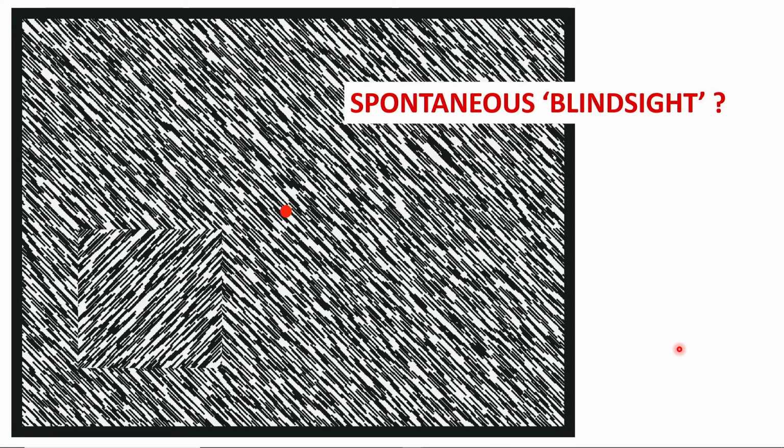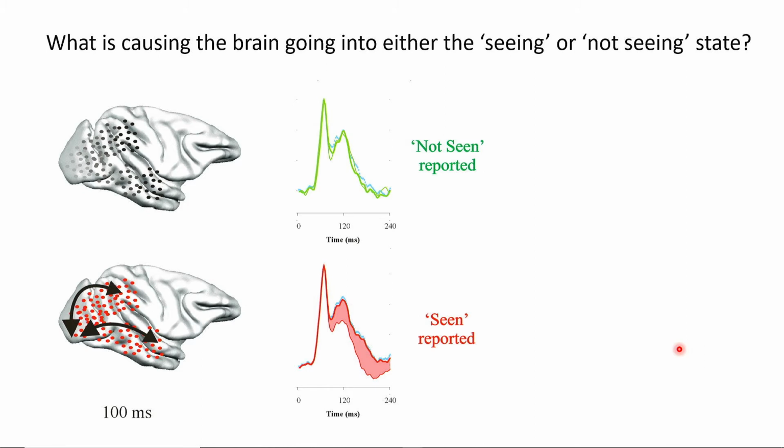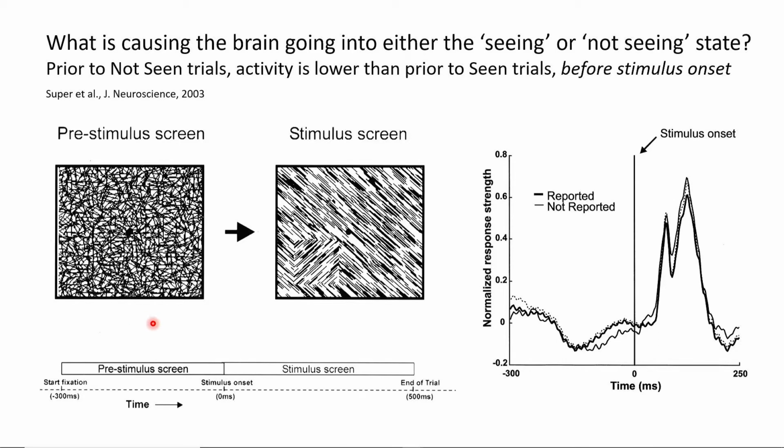Sort of a spontaneous blindness, and then maybe also blind sight. Now you may wonder, what's going on there? Why is this happening, or is this happening? A bit difficult to answer, but of course we looked at that. So we looked at the activity preceding these trials, and you have to know that.